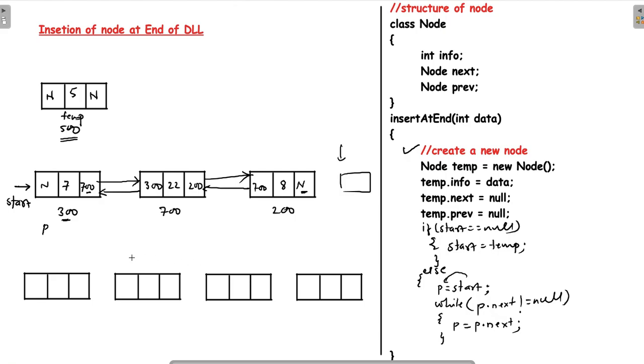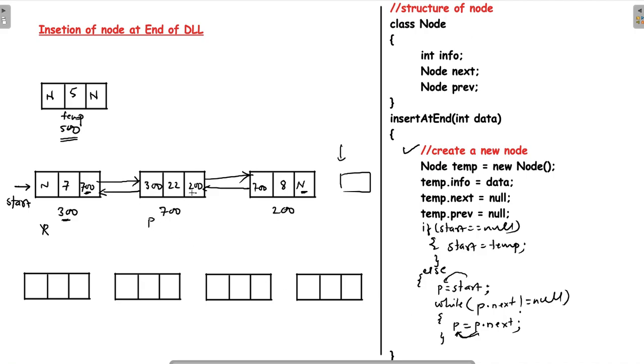Now let us run this case. So P of next is 700, which is not equals to null. Okay, condition is true, come inside. P of next to be copied in P. So what is P of next? 700. You copied into P, so P will be at the next location, that is at the 700. Now again you are checking P of next is null or not. So P of next is not null because it is carrying value 200.